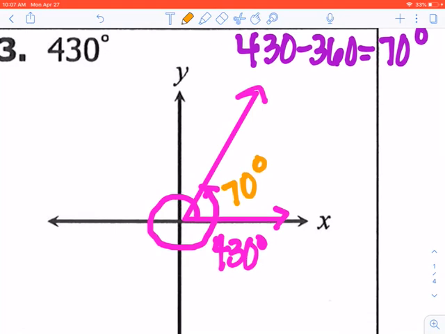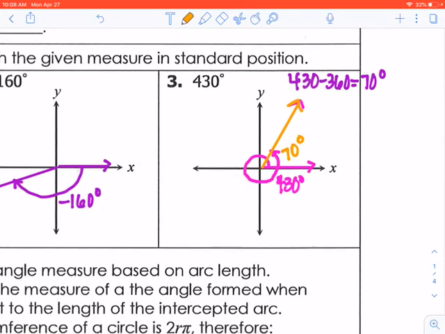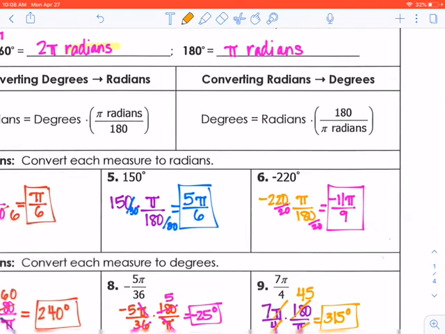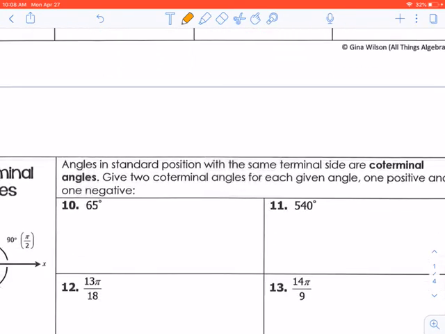We said we went one full revolution and then we went another 70 degrees. And what happened is 430 degrees and 70 degrees ended at the same exact place. And so that's why they are coterminal angles, okay? And so we can find coterminal angles by adding or subtracting 360 degrees. So we make a full revolution and then that angle, okay? And so what happens is those angles are called coterminal angles.